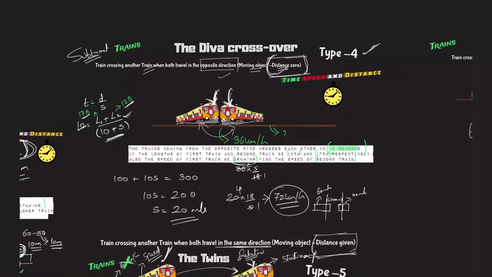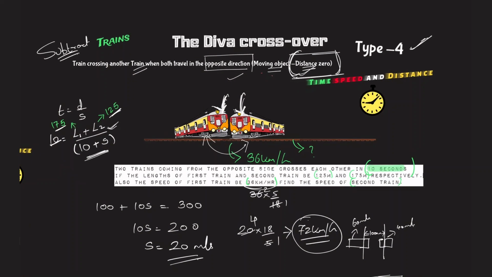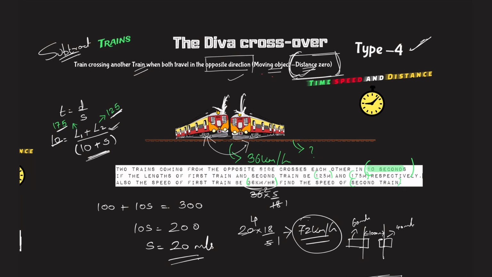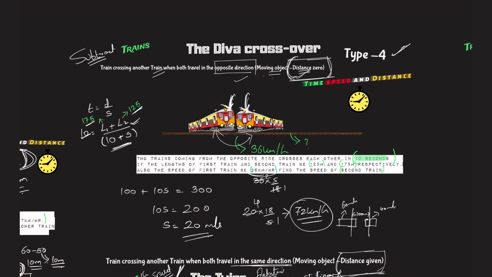Then we came on to type 4, Diva crossover, which is two trains traveling in opposite direction. Distance is 0. When will they completely cross each other? So we add the speed of the two trains because they are adding on to the total distance that they have to cover. And that's how we completed with this.